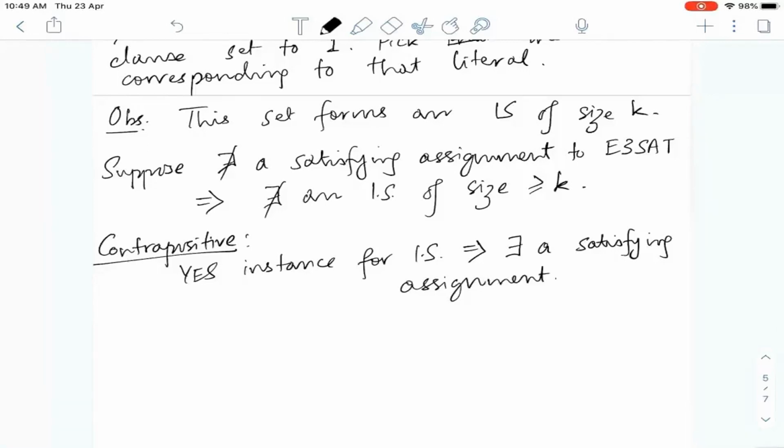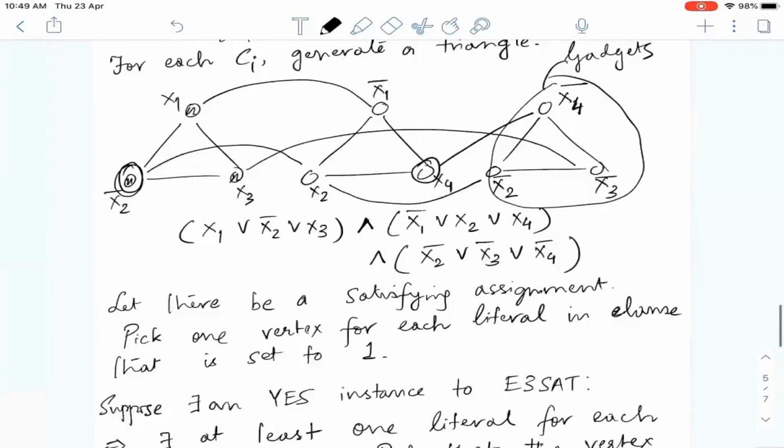Now, why is this true? Suppose you are given a yes instance for the independent set problem on this kind of instance. What does this mean? A yes instance means there is an independent set which has at least k vertices. First observe that the size of the independent set will be exactly k, because it cannot be more than k.